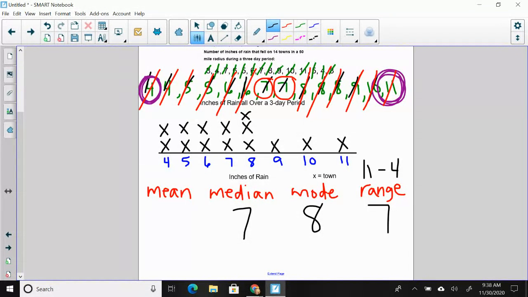Now, if you had 2 different numbers in the middle, for example, let's say 7 and 8, then you would simply add them together and divide by 2, and that would give you the median, okay? So when there are 2 numbers in the middle, you add them together and divide by 2. Well, if I added 7 plus 7, that's 14. 14 divided by 2 is 7, okay?